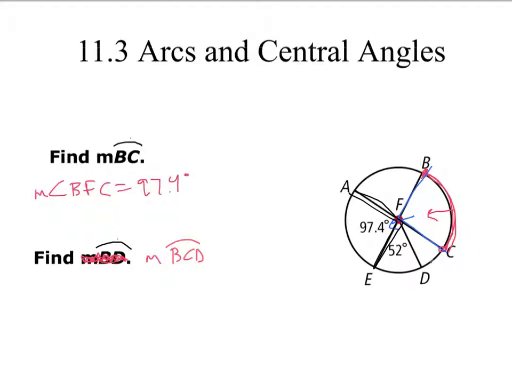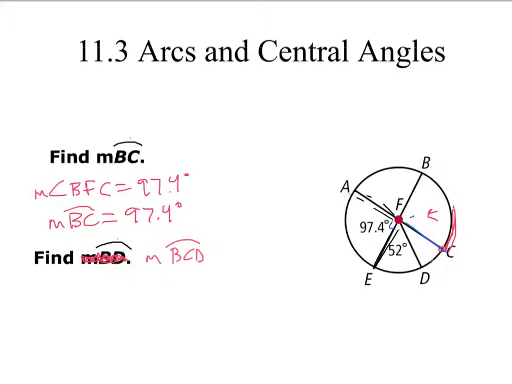Well, we know that because it's a central angle, we have a minor arc. The minor arc is equal to that central angle. So the measure of arc BC is equal to 97.4 degrees. And as an arc, they are put in degrees. Okay? Sweet. Okay, next one is measure of BCD.